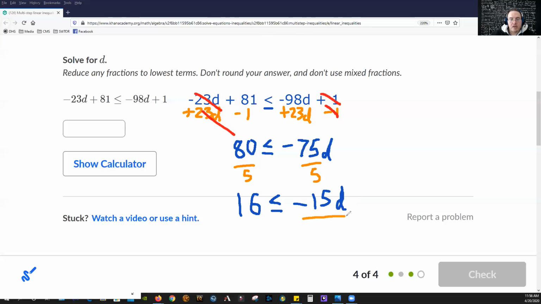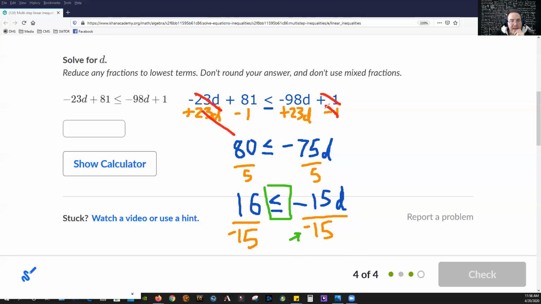We have to divide by a negative 15, get d by itself, which in and of itself isn't the end of the world. We're just dividing by a negative number. But because of that, this is going to have to flip. The reason this has to flip is because we divided by a negative value. It works the same as if you multiply by a negative value, because division and multiplication are basically the same discipline. But anytime you multiply or divide by a negative, the inequality flips around.